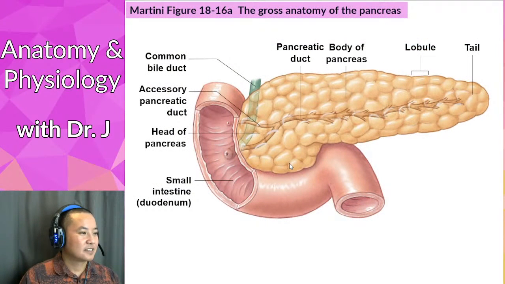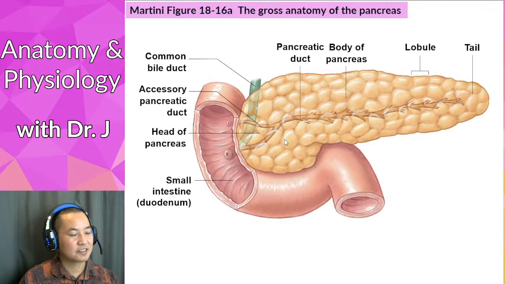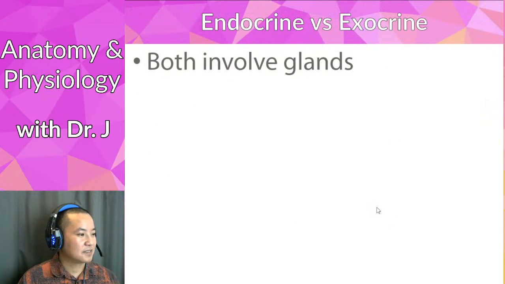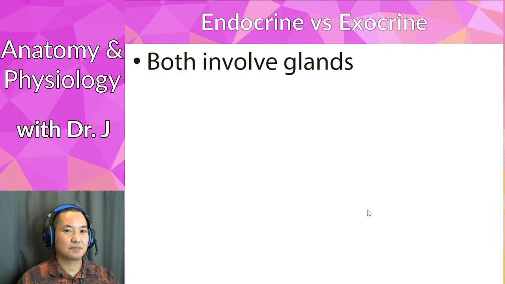But this is the gross anatomy of the pancreas. We get to this when we talk about the digestive system, but this is showing the exocrine system and how it's able to secrete pancreatic juices into the digestive system. Now, the pancreas is not just endocrine, nor is it just exocrine. It actually involves both processes.